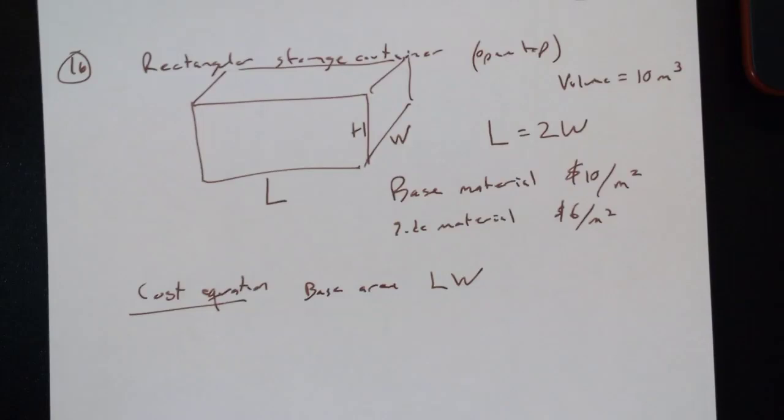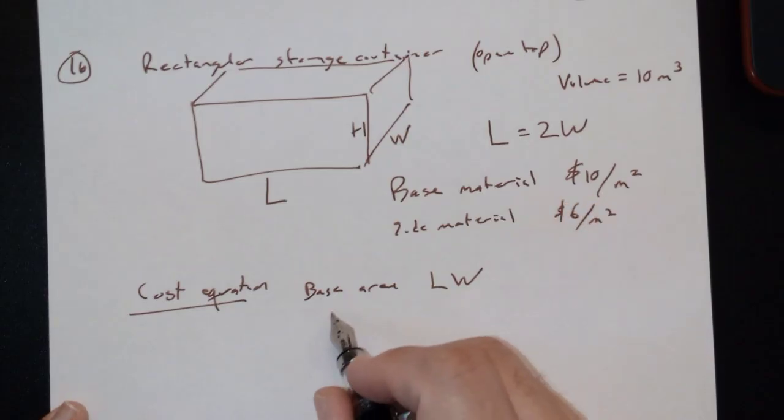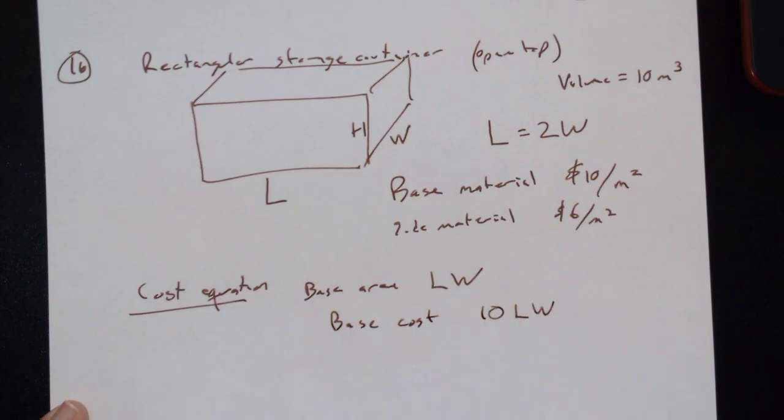But that doesn't give me cost. If I want cost, what do I have to do? Factor in the per square meter cost, right? So the base cost is 10 LW. That's now in dollars. Because I haven't dealt with sides yet at all. I've only done the bottom.